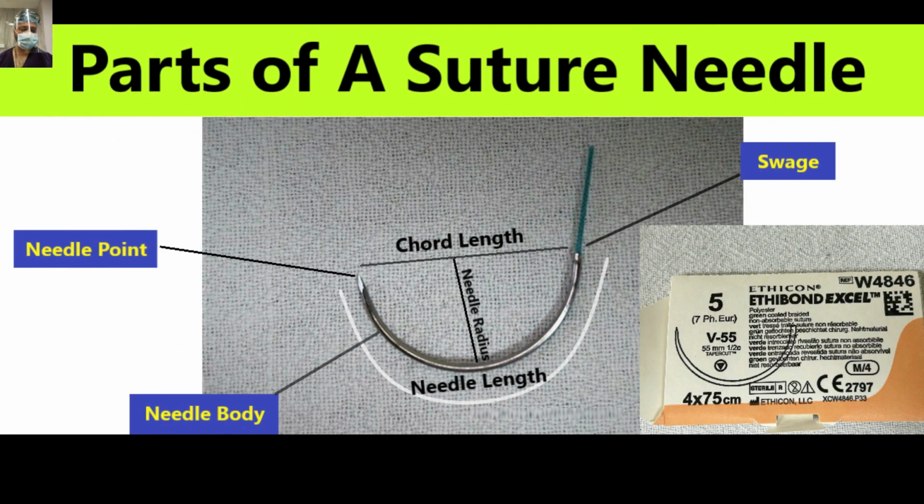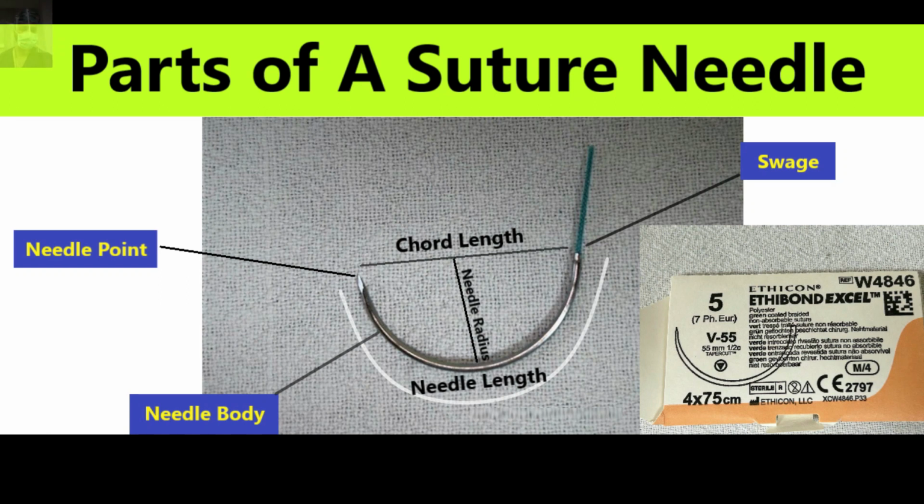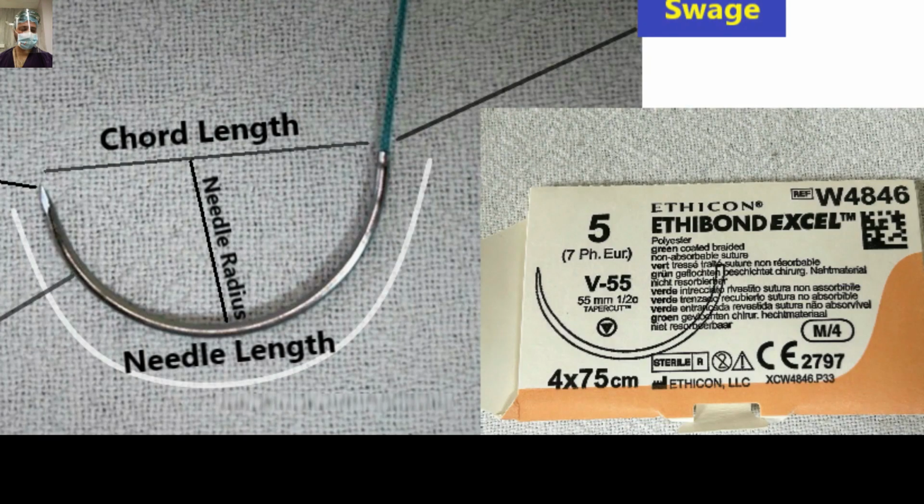So, friends, this is a needle of number 5 Ethibond. This suture is used basically in thoracotomy surgery, and we will be talking more in future videos. This is one of the thickest materials available, number 5, made of polyester. The different parts of the needle are: the cord length is from the swage end, that is the suture end, to the tip. Needle radius is the straight perpendicular distance, and needle length is basically the total length of this curve.